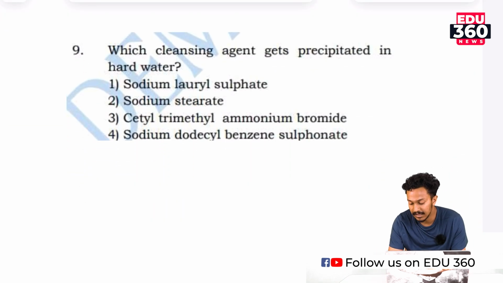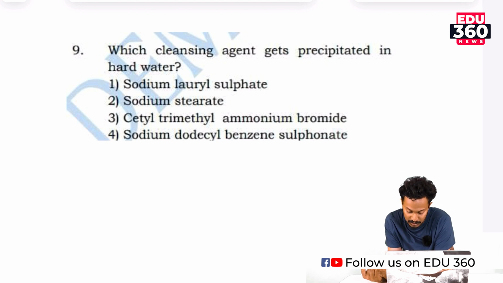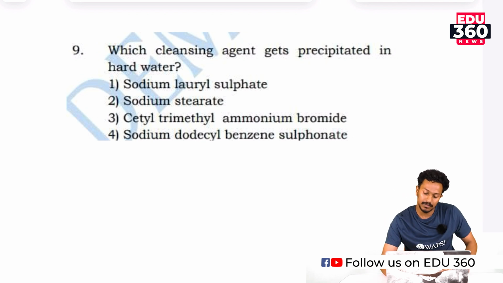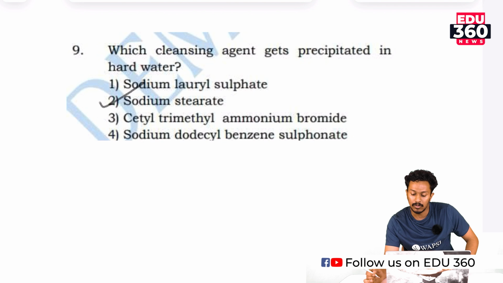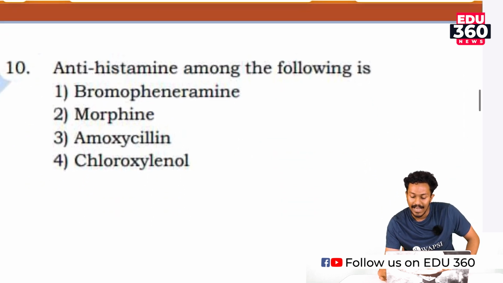Which cleansing agent gets precipitated in hard water? You all do know that soaps contain sodium stearate. So, the correct option would be sodium stearate. This is the correct option for question number 9. Such an easy question, we could move on to the next one.